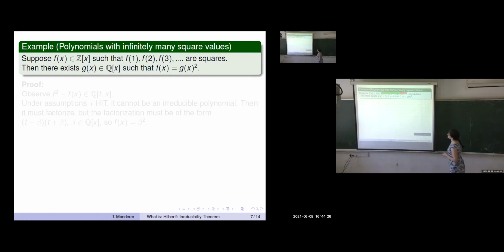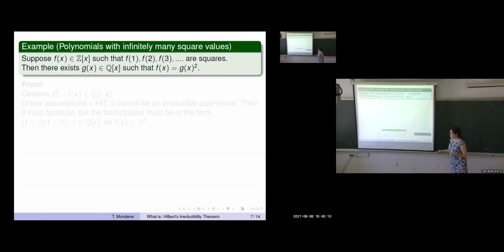Suppose I give you a polynomial with integer coefficients, such that, okay, so you can see this. I can move it. Let's see. Yeah, thank you. Okay. So suppose I give you a polynomial with the following property. Suppose we have a polynomial with integer coefficients, such that when you plug in all the integers, what you get are squares. Then show that this polynomial itself must be the square of another polynomial.